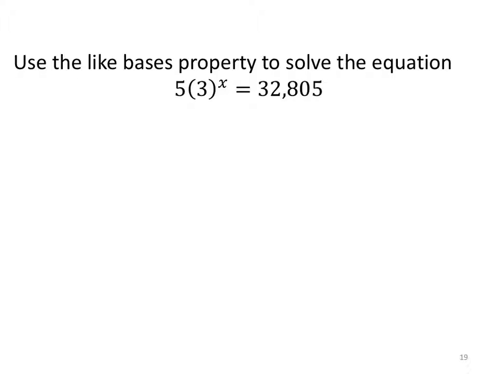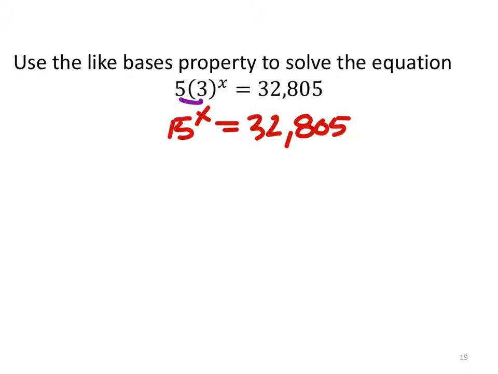Here's what can't happen if we see something like this on a test, all right? We change this to 15 to the power of x equals 32,805. But the question is why? Why is this bad? Well, we didn't change the 32,805, but we did change the base, right? Why is it that I can't multiply 5 and 3?